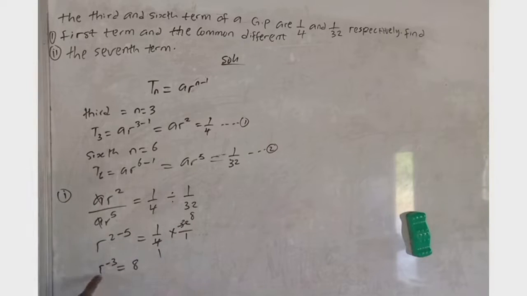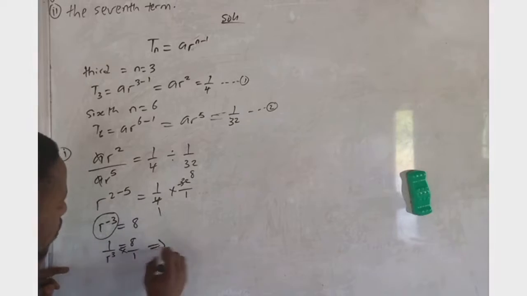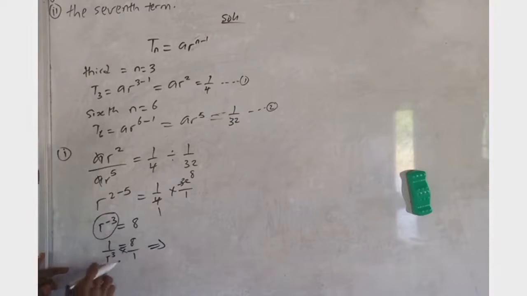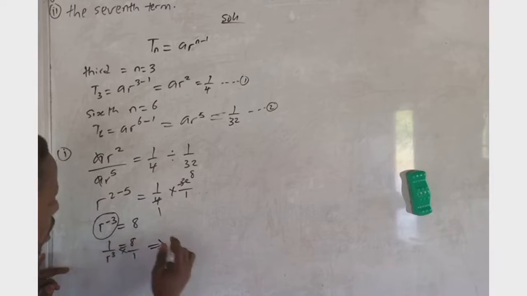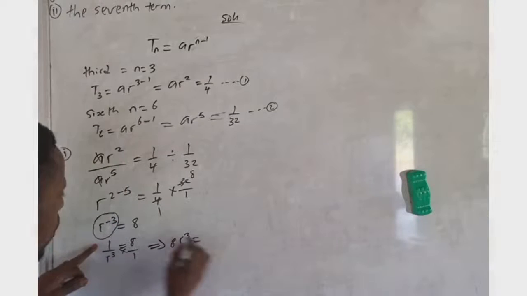We want to look for the value of r in this place. If you still remember this very well, you know that r raised to power minus 3 can be expressed as 1 over r raised to power 3, and it is equal to 8. Since this place is a fraction, let's make the 8 also a fraction, 8 over 1. When you cross multiply, 8 times r cubed gives us 8r cubed is equal to 1 times 1, which gives 1.